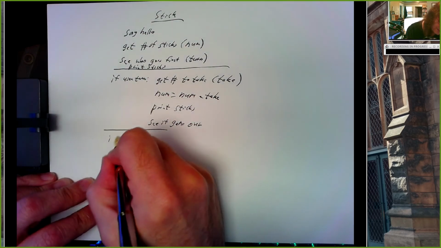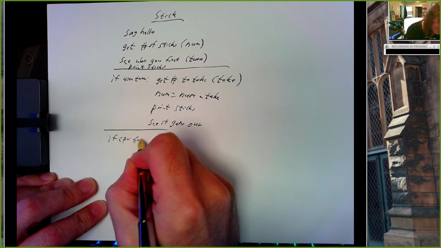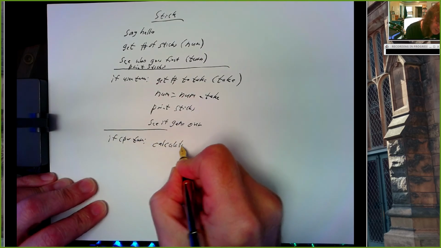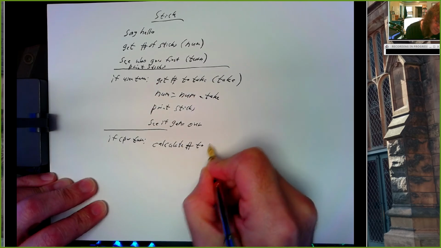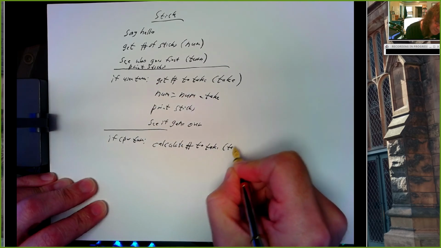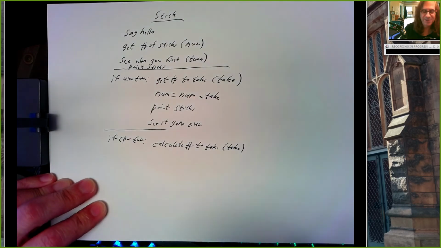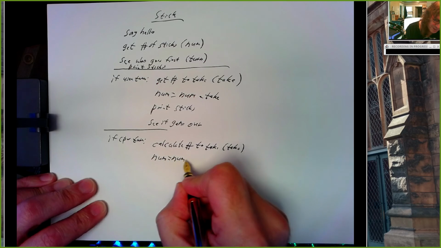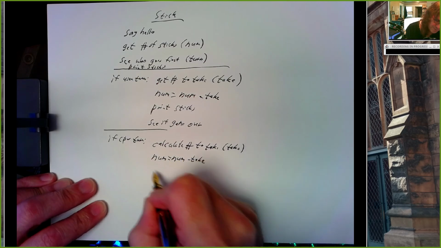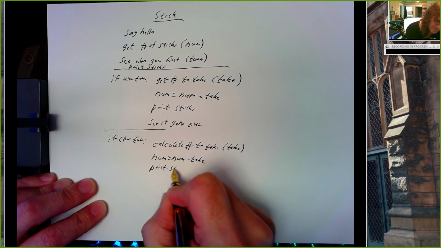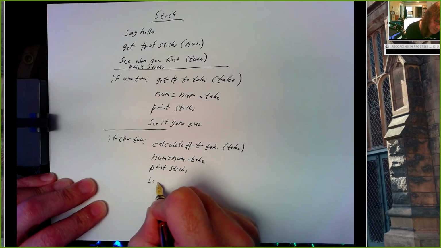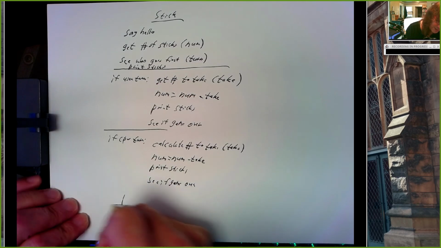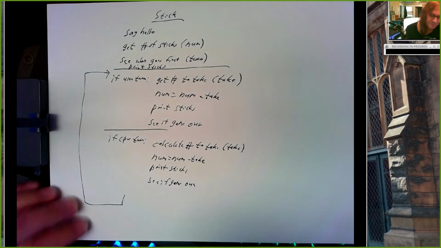And then, if it's the CPU's turn, calculate the number to take, and the rest of it's the same. Take that number off the pile, print the sticks, see if the game is over. And then I'm just going to go back and do this all again.